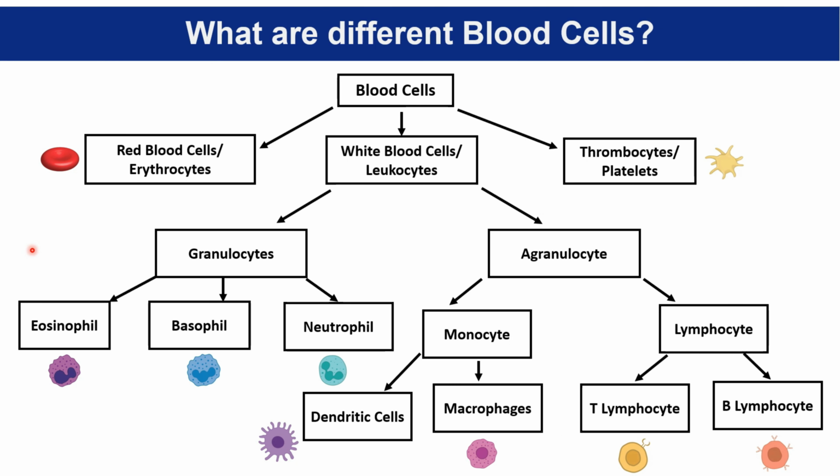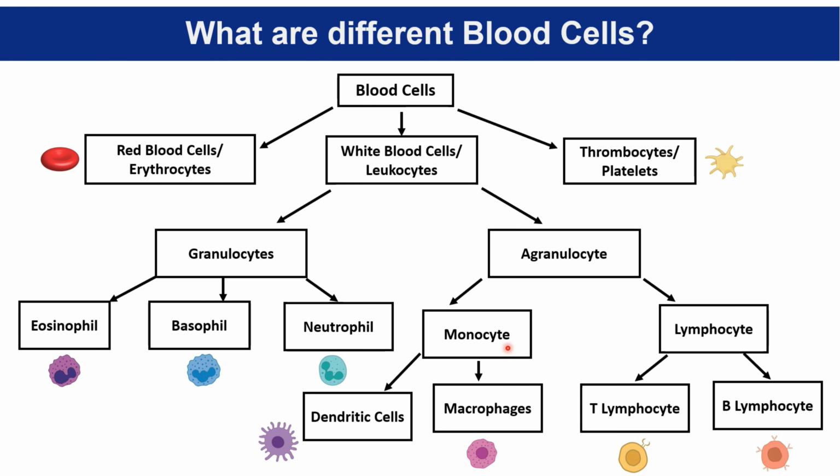So now let us look into the different blood cells. The blood cells can be divided into three major categories: the red blood cells or the erythrocytes, the white blood cells or the leukocytes, and the thrombocytes or the platelets. The white blood cells are again divided into granulocytes and agranulocytes based on the granules present in the cytoplasm. The granulocytes can be divided further based on their staining properties into three subcategories: eosinophils, basophils, and neutrophils. The agranulocytes are mostly constituted by the lymphocytes and the monocytes.